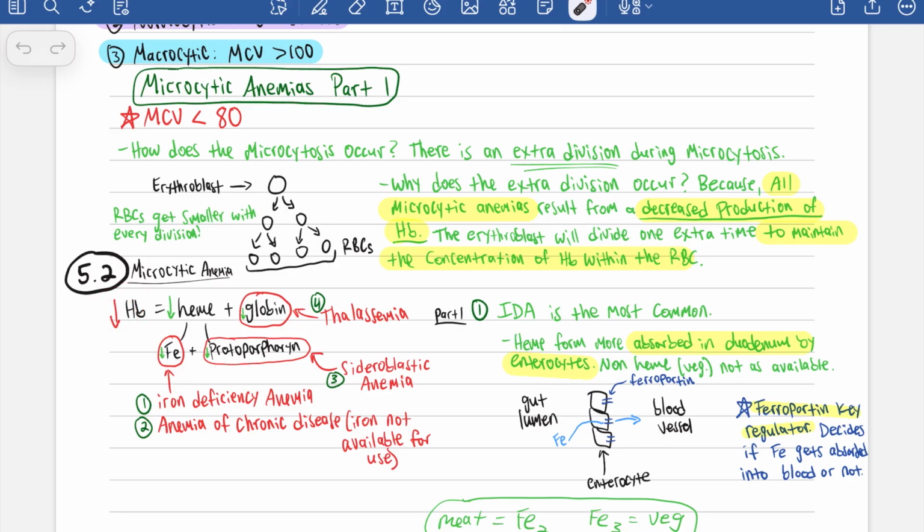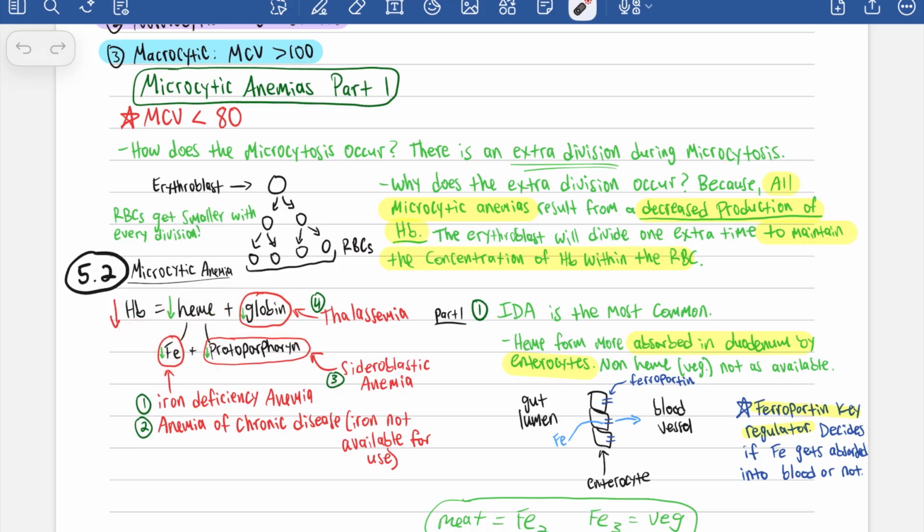To make hemoglobin, we need two things. We need heme and we need globin. And the way we get heme is with iron and something called protoporphyrin. We'll get into more detail on all these different factors, but essentially, if you have any issue here, your hemoglobin goes down.